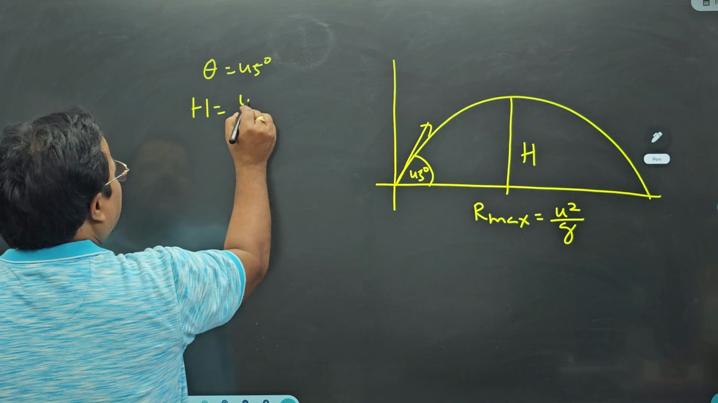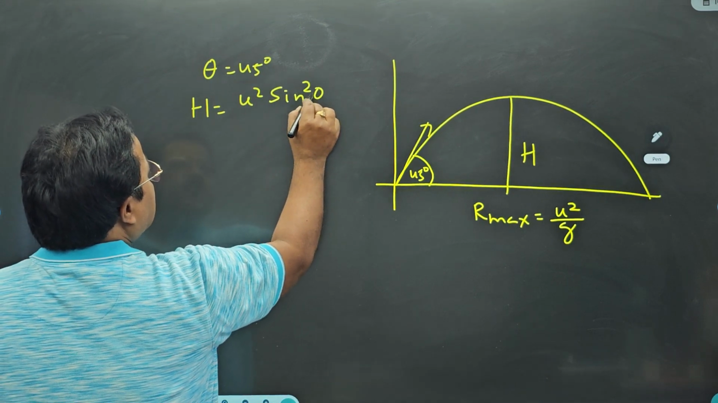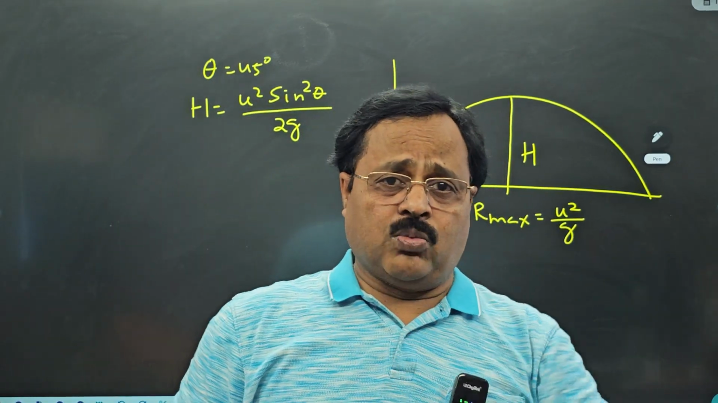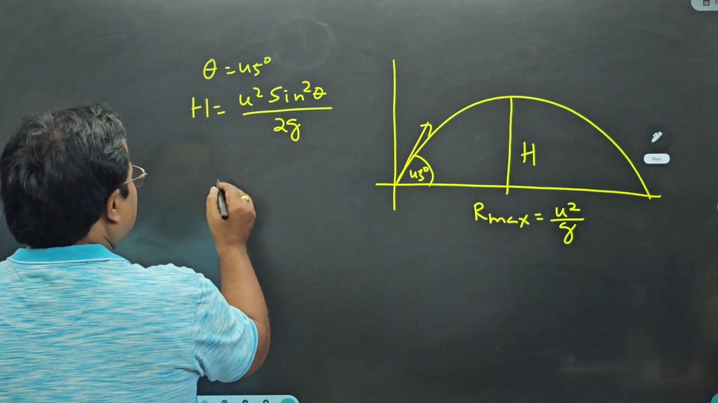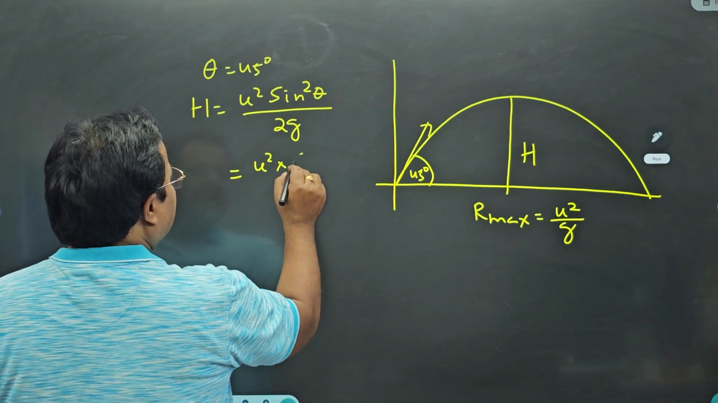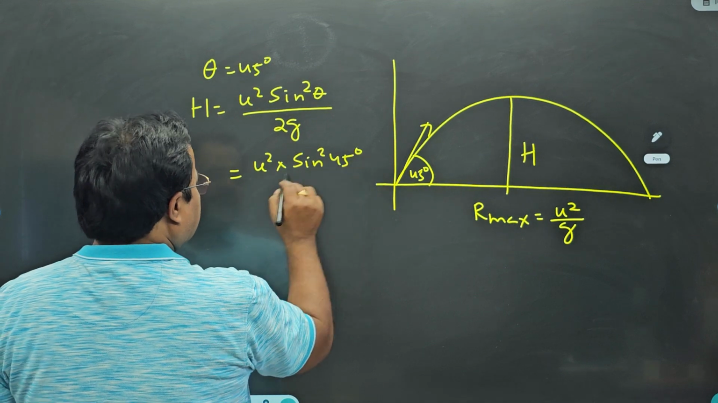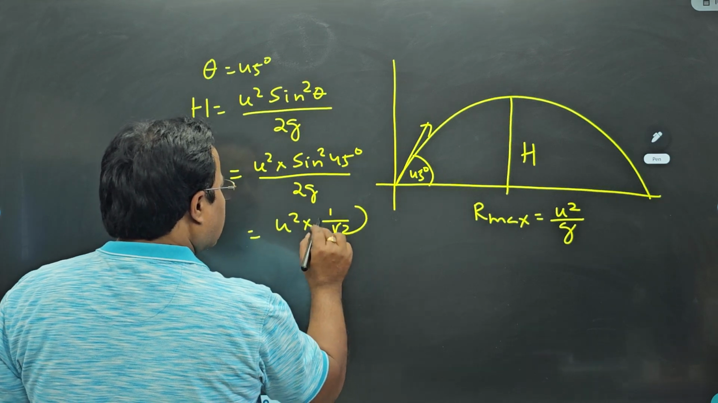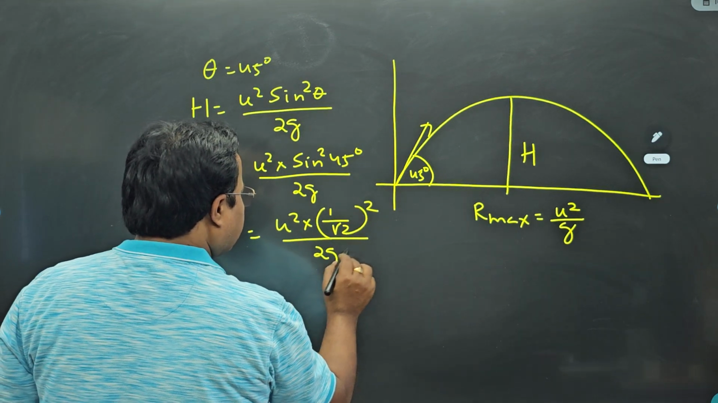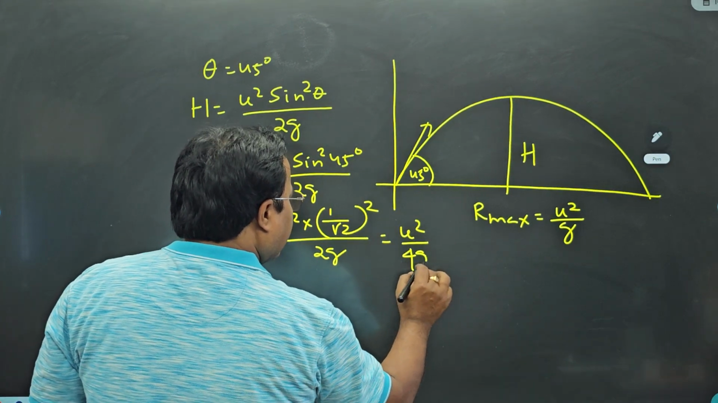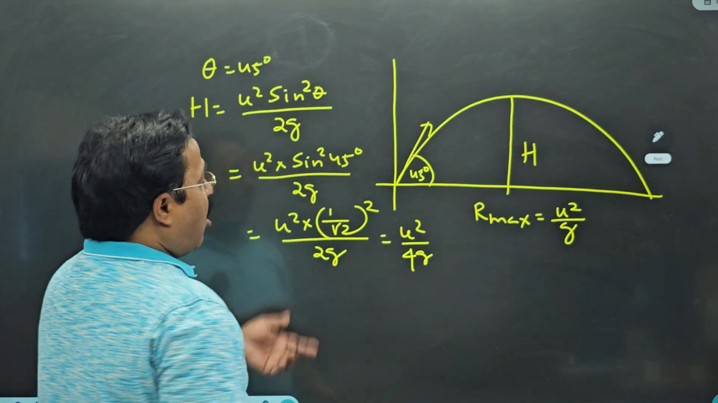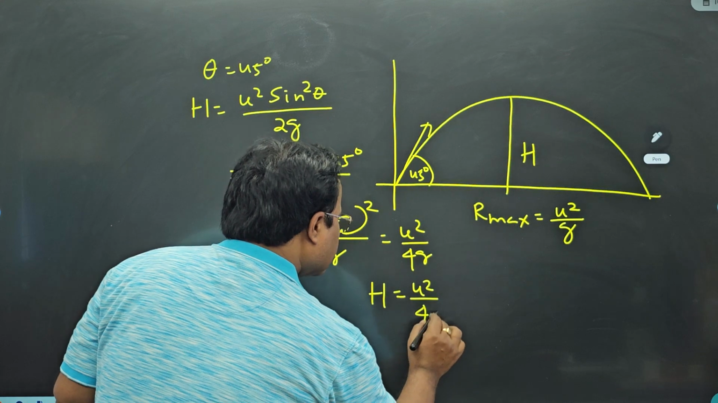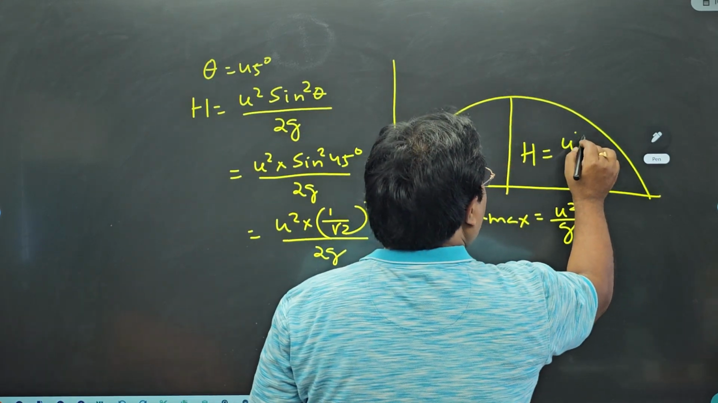What will be the height when range is maximum? What is the formula for height? u square sin square theta by 2g, which I had explained in my first class of projectile motion. Please go through my video. Here the angle of projection is 45 degrees because range is maximum. Sin 45 degrees is equal to 1 by root 2. So 1 by root 2 square divided by 2g will become u square by 4g. It means when the range is maximum, or the angle of projection is 45 degrees, the height becomes u square by 4g.